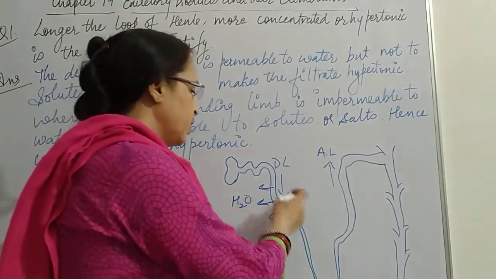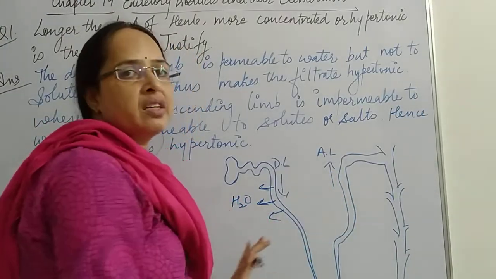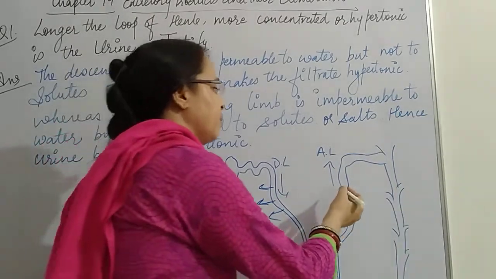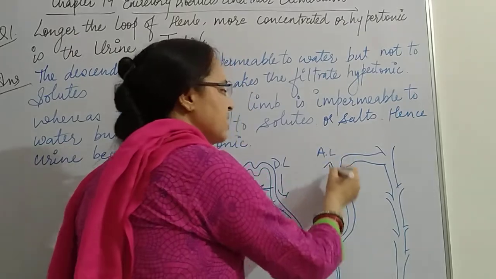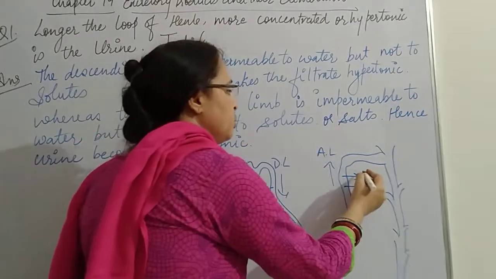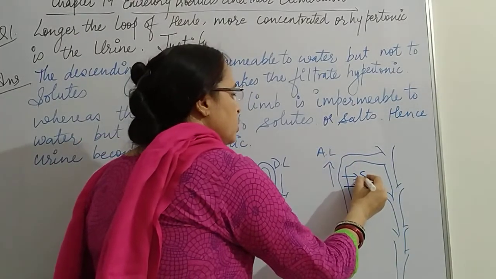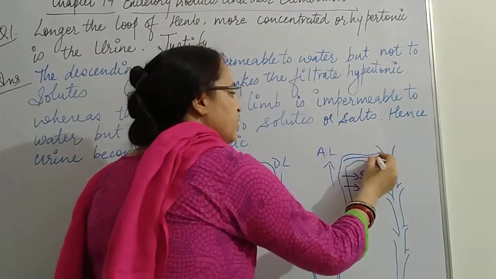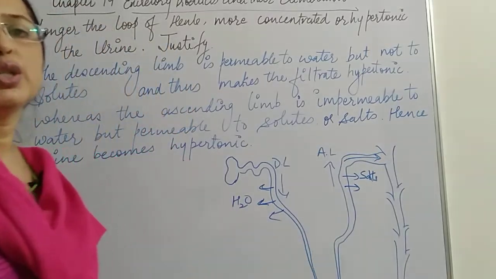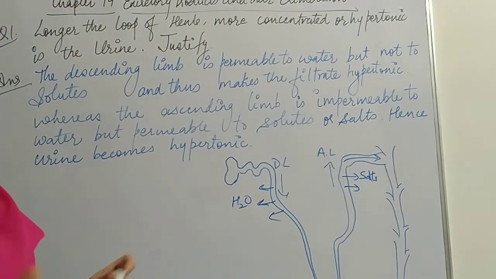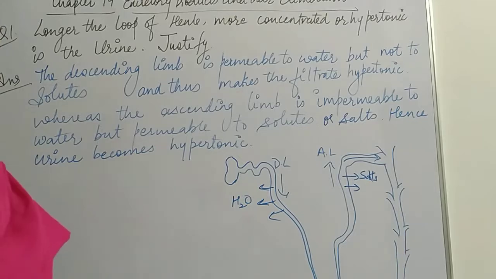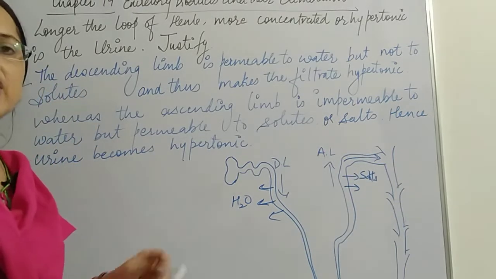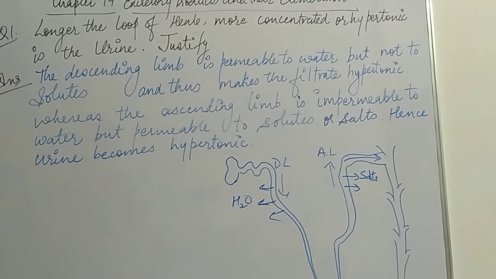Next, when the filtrate comes over here in the ascending limb, already the salt concentration is more. So now what will happen? This ascending limb is permeable to salts. So salts come out and the concentrated filtrate is released into the collecting duct, from where it goes out in the form of urine. So this is the reason and this is the answer of the question. Now let's discuss the second question.